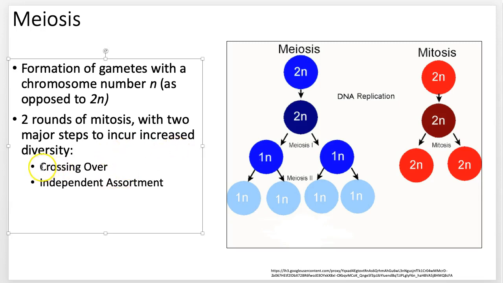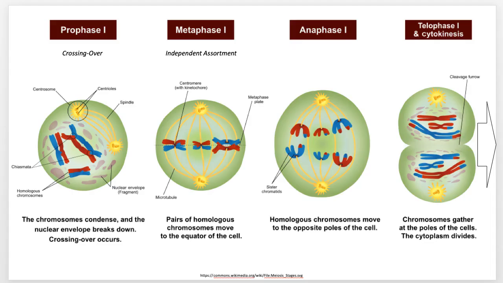Okay, so we're going to do 2 big things. We're going to have crossing over occur, and we're going to do independent assortment. Talk about that a little bit. This is from Wikipedia. It's honestly the best one I could find for what we need, because a lot of this is going to seem really, really similar. So our steps, our phases are going to match up with what we just talked about.